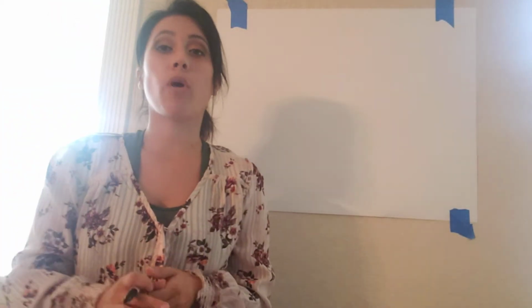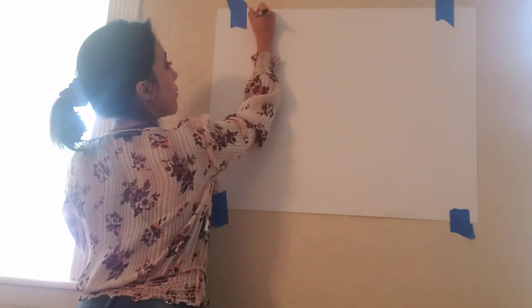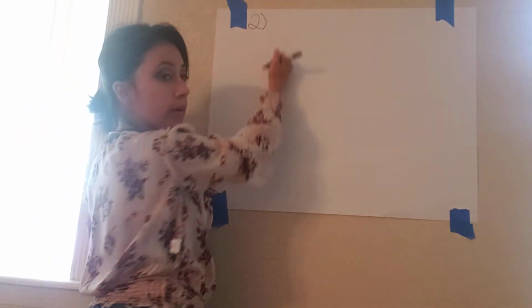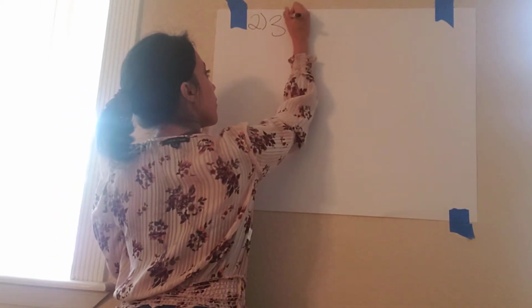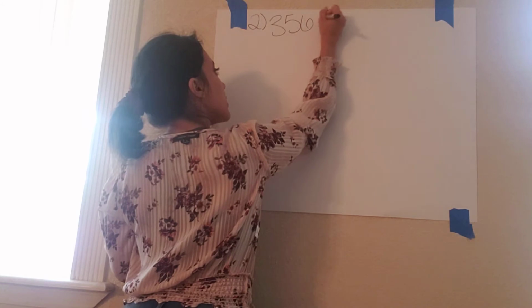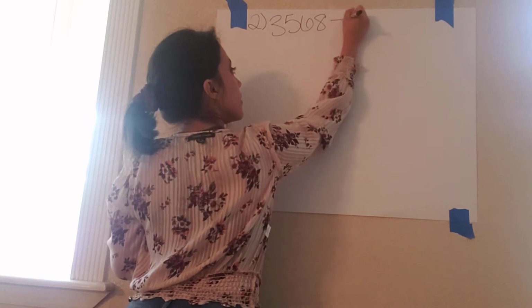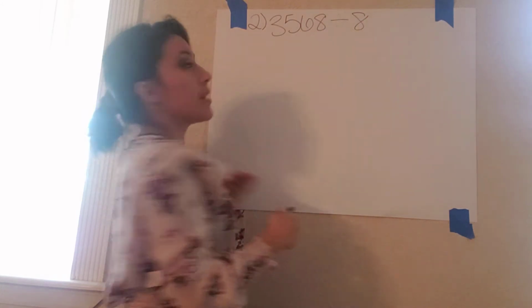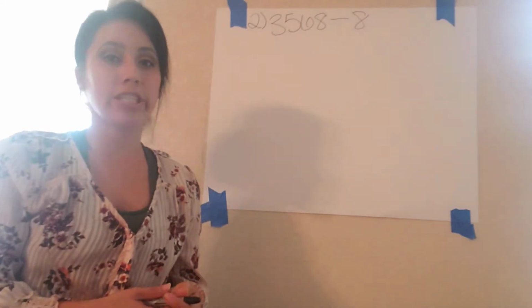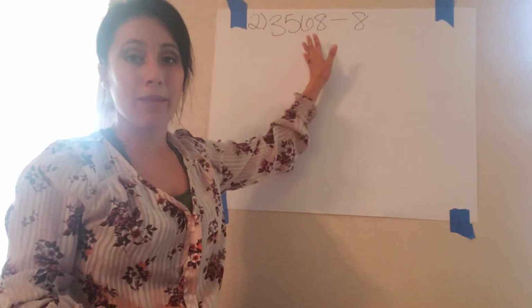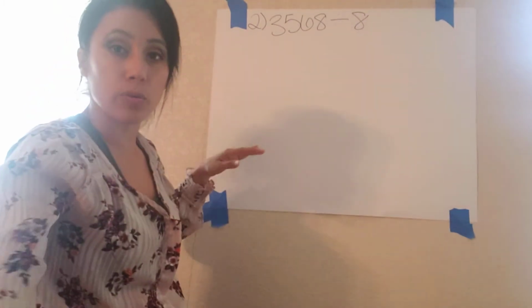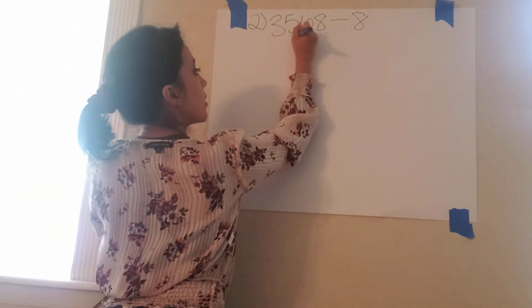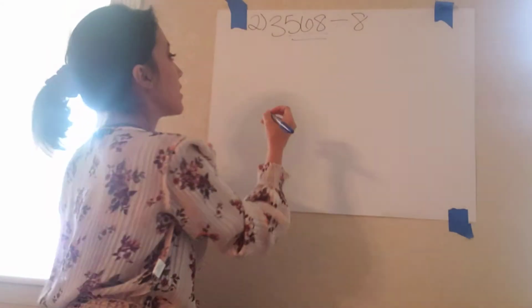Okay, so now we're going to go on to the next example. The second one is 3,568 divided by 8. And from what we've learned from the definition, when you're trying to find if a number is divisible by 8, we need to take the last 3 numbers and divide that by 8.